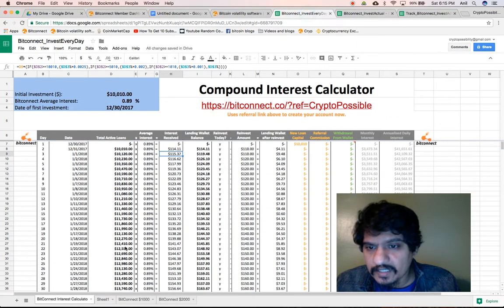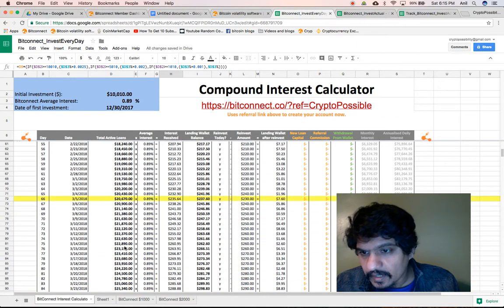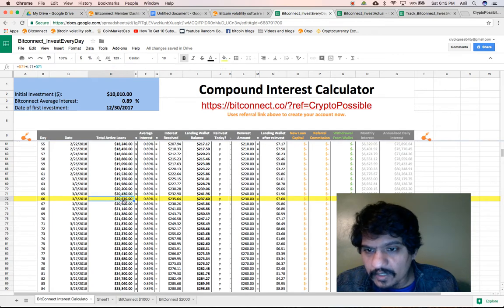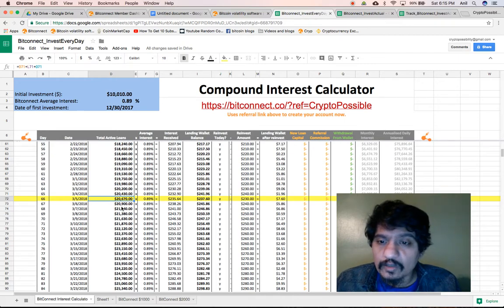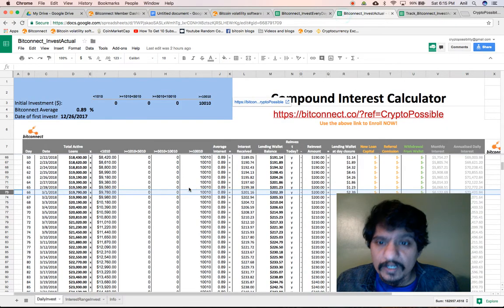But after 66 days using the wrong calculator, your loan investment is shown as 20,670, which is a total difference of $880. So just in 66 days you're seeing $880 of difference. If you take it further down, it will be even worse.